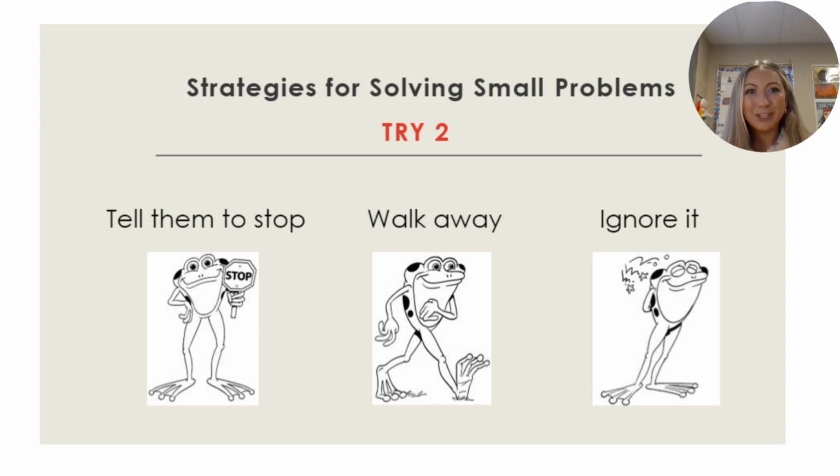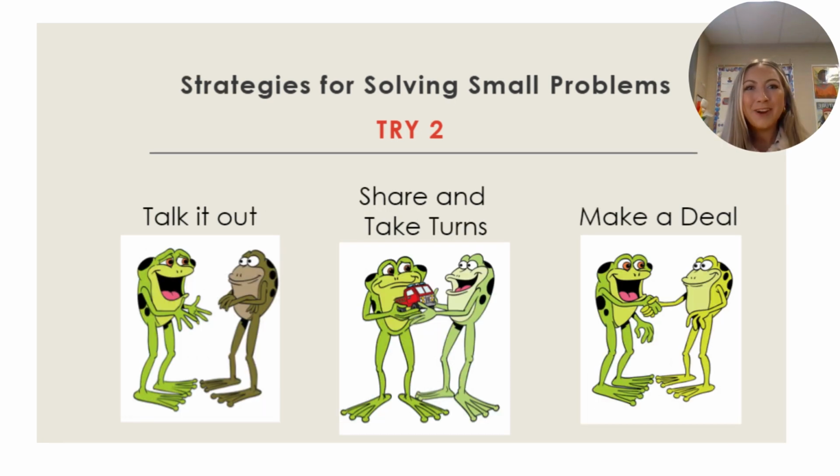These are the 3 strategies that we learned about and practiced last week. They were tell them to stop, walk away, and ignore it. Here are the 3 new strategies that we're going to focus on this week. Today, we're going to learn about talk it out, share and take turns, and make a deal.